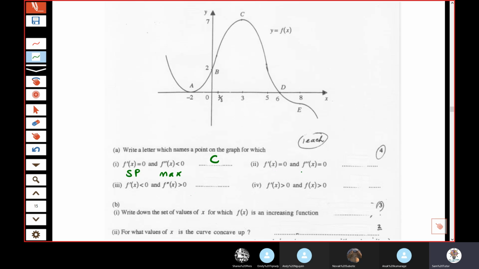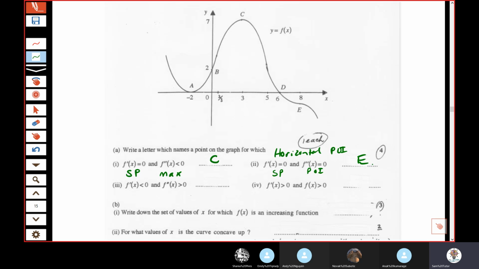C. All right, next one. Y dash equals 0 and y double dash equals 0. That means it is a stationary point and a point of inflection, which in other words is a horizontal point of inflection, because it's stationary, and then point of inflection. Where does that occur? E.